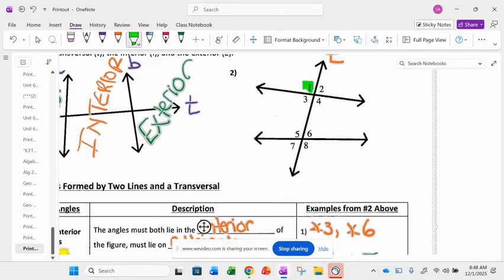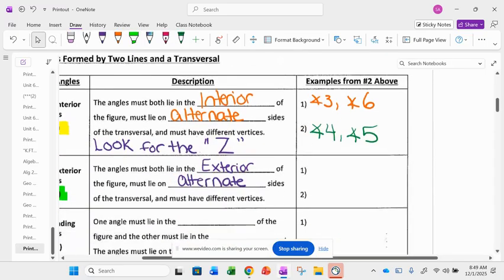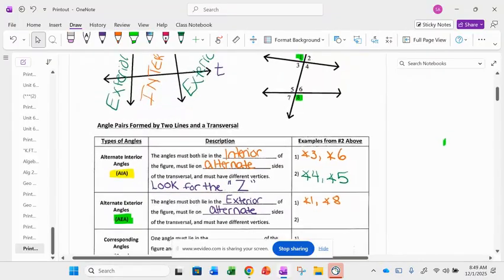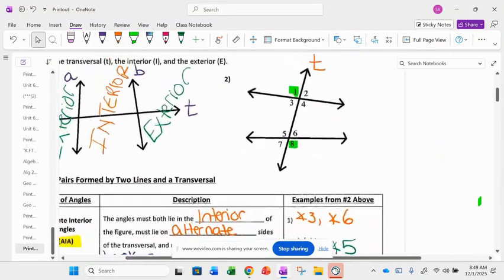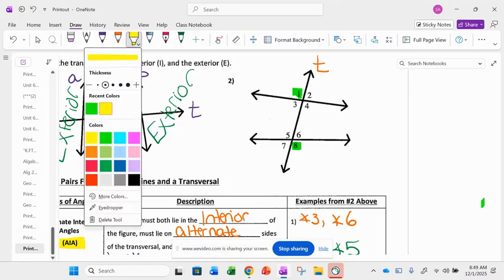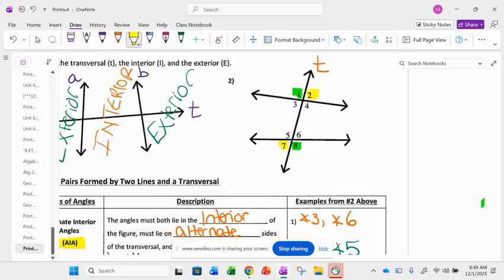So I'm looking at angle 1, and now if I'm going to choose the alternate exterior angle with angle 1, it's going to be angle 8. So we're top, bottom, different sides of the transversal. So one pair of alternate exterior angles are angles 1 and angle 8. Can somebody tell me the other pair of alternate exterior angles? Back to number 2. Sebastian? You got it, 2 and 7.